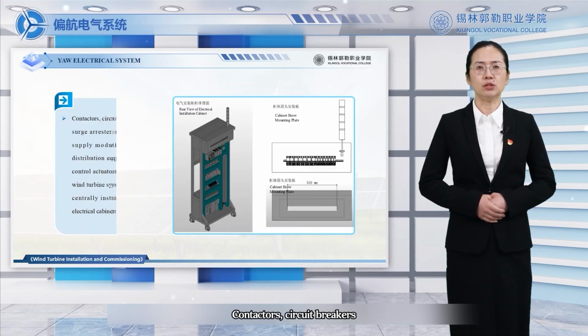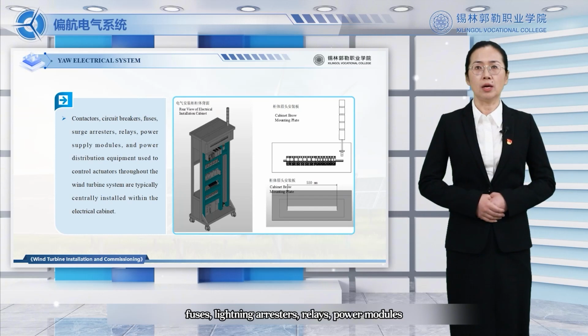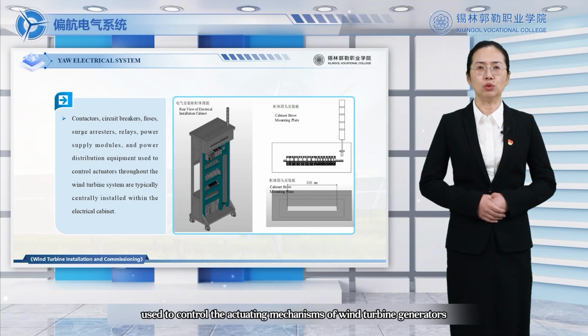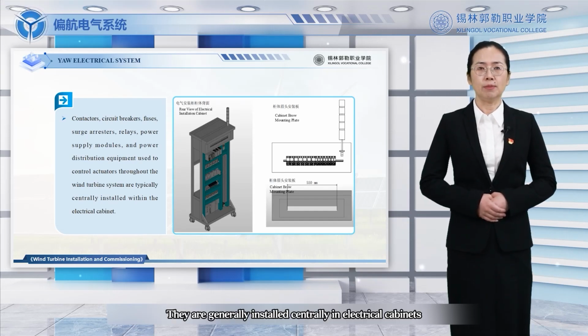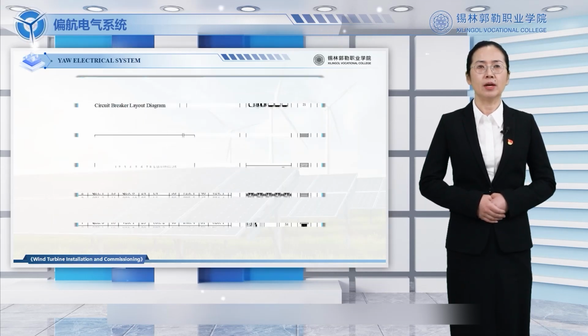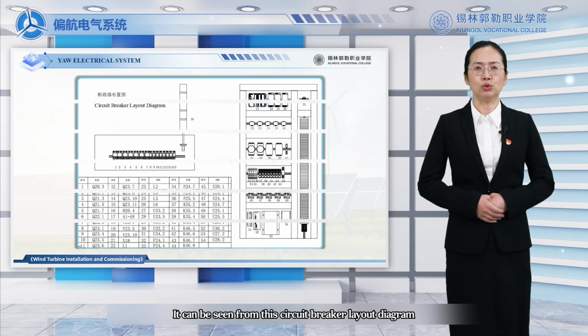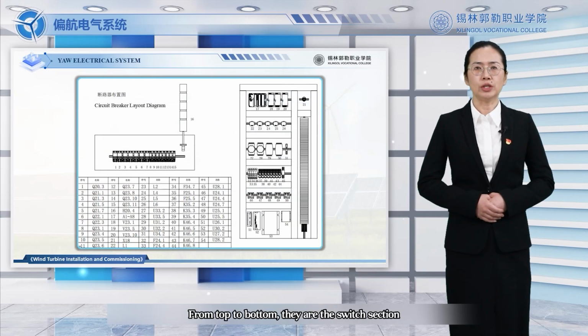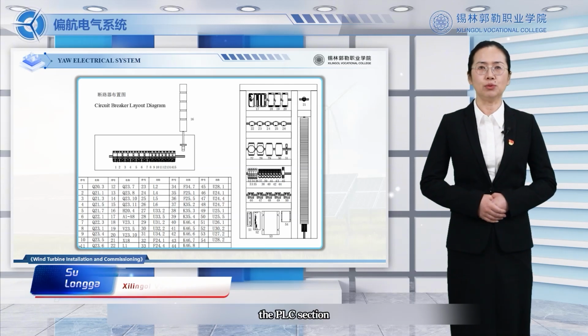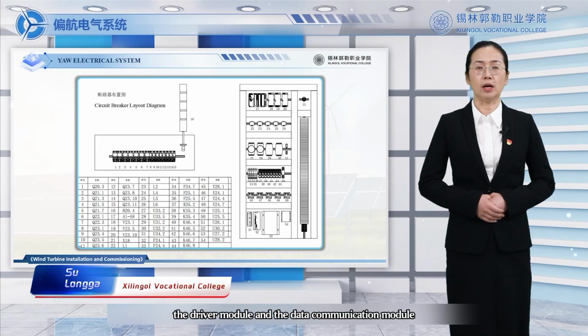Contactors, circuit breakers, fuses, lightning arresters, relays, and power modules used to control the actuating mechanisms of wind turbine generators, as well as common distribution equipment in various places, are generally installed centrally in electrical cabinets. It can be seen from this circuit breaker layout diagram. From top to bottom, they are the switch section, the PEC section, the driver module, and the data communication module.